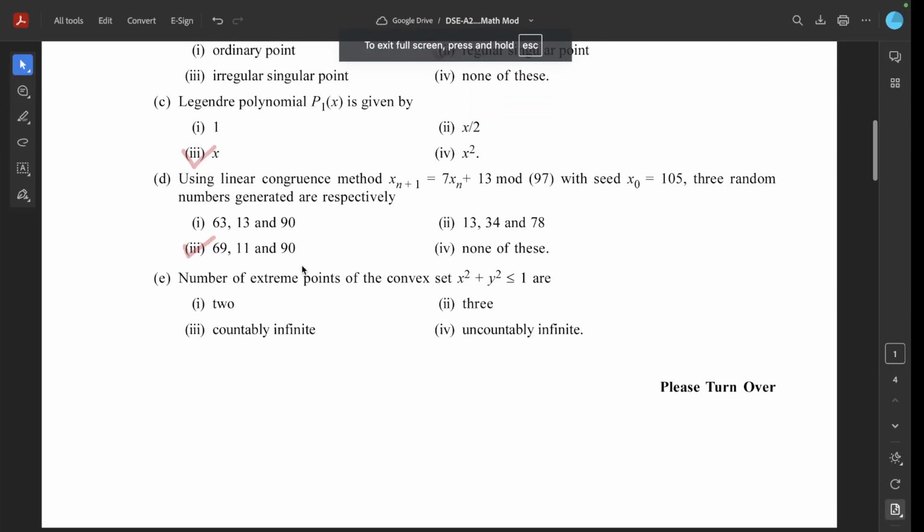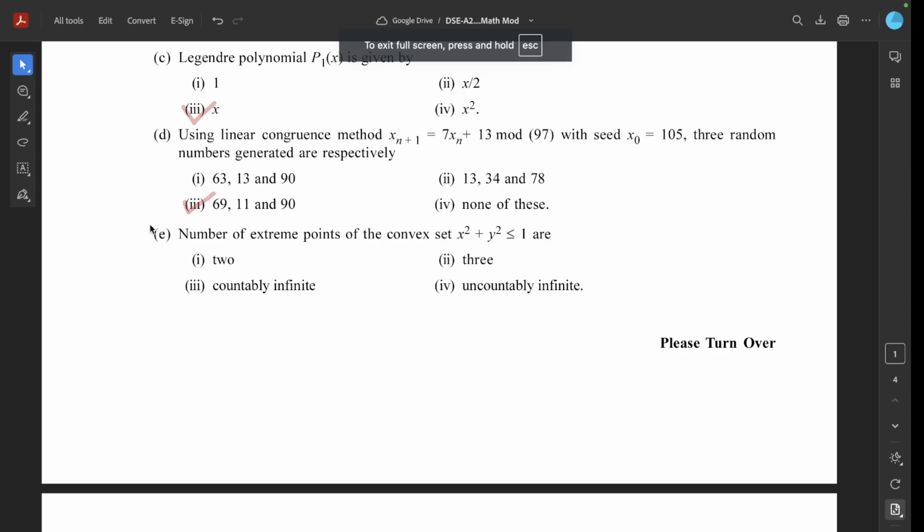Question 1e. The number of extreme points of the convex set x square plus y square less than or equal to 1 actually are uncountably infinite. Option 4, uncountably infinite.